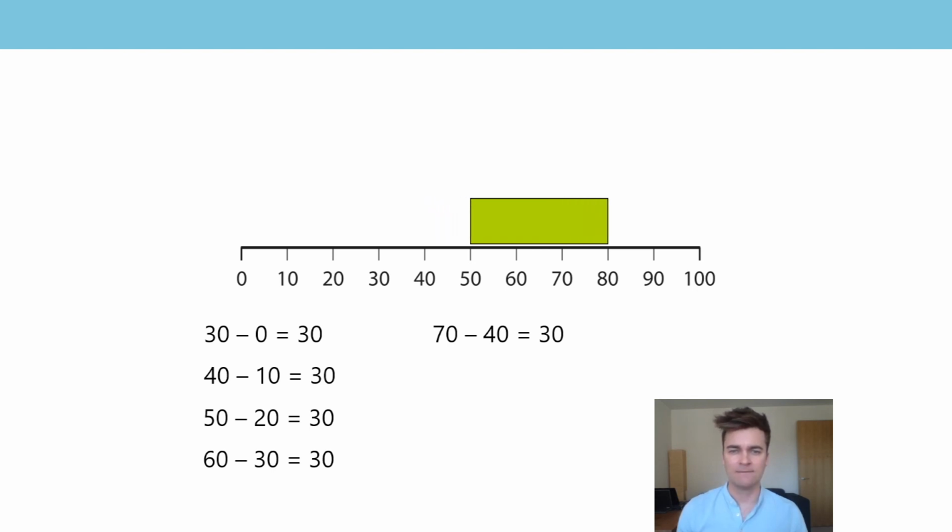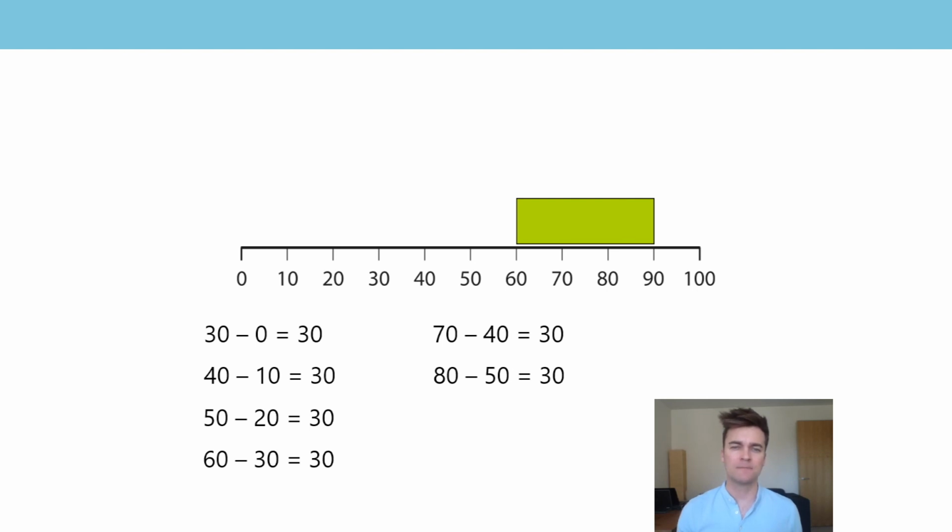What about now? Write this one down. Ready on 3. 1, 2, 3. Fantastic. Notice what's the same and what's different. Notice the difference is the same. The length of the rod stays the same as it moves along the number line.